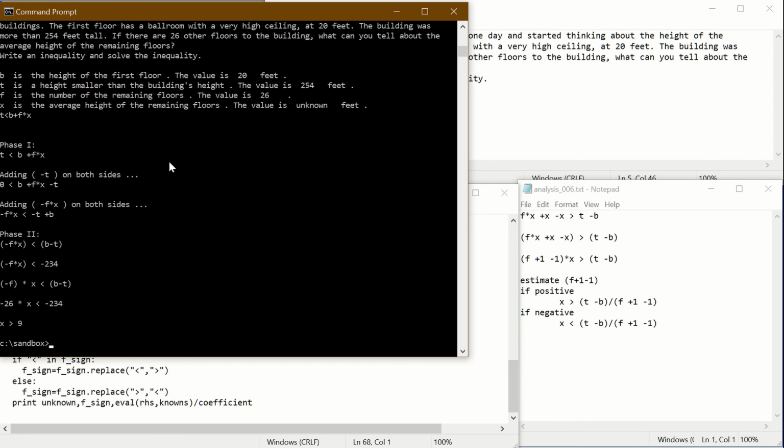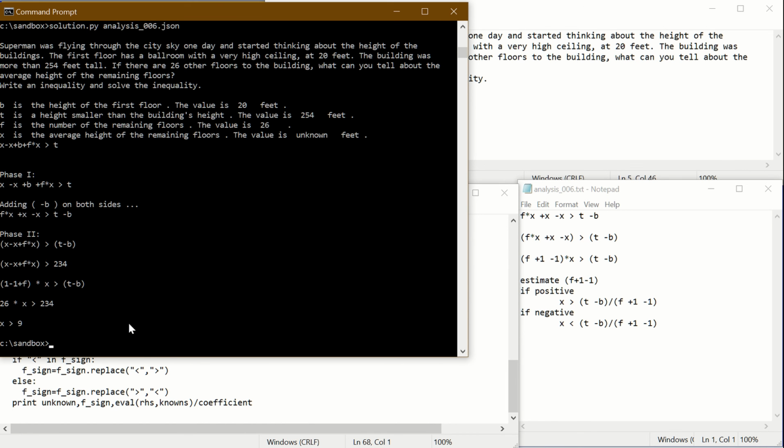Fifth one. Okay, so this had a negative coefficient here. We changed the formula sign. X is larger than 9. Very good. Sixth test. And seventh test. Okay, this also had a negative coefficient and it changes the lower than with larger than. Everything is good.